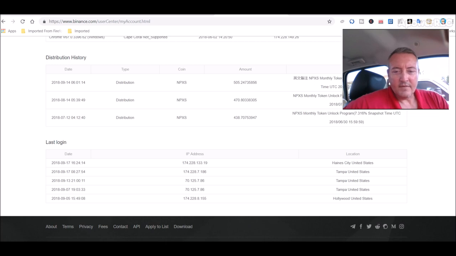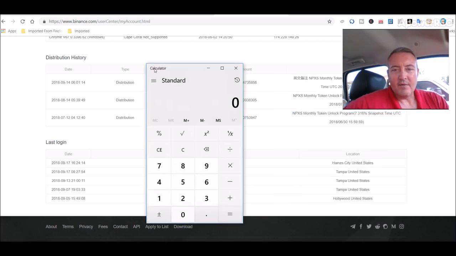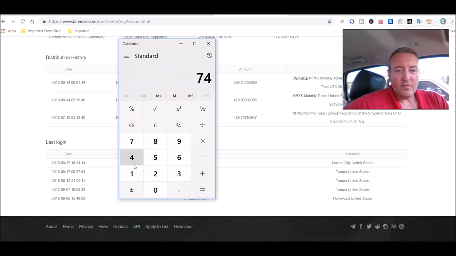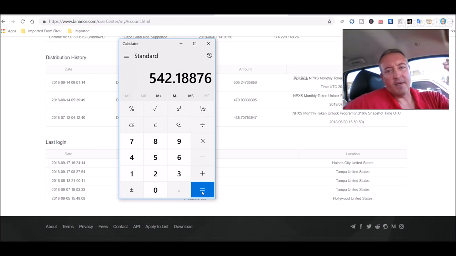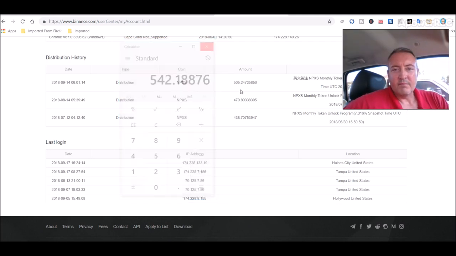So let's do the math and see what my next coin payout will be. 7411 times 0.07316. Next, I should get about 542 coins, and that will just keep going up and up and up. Of course, next year that will drop back down.